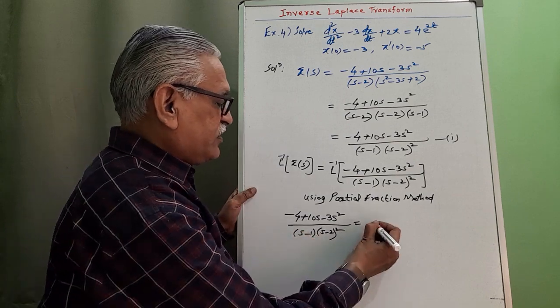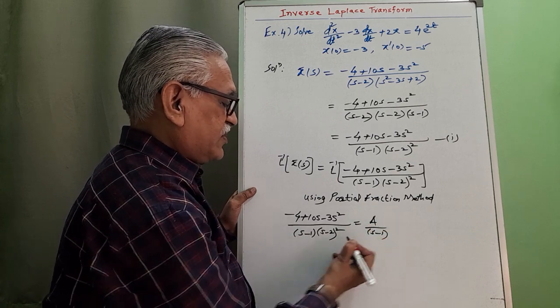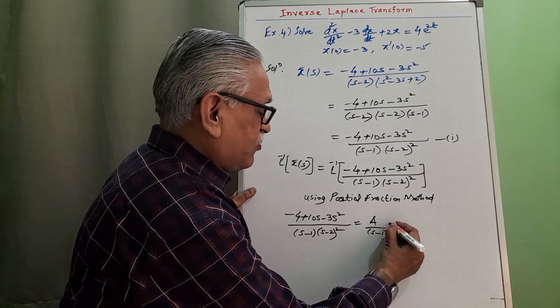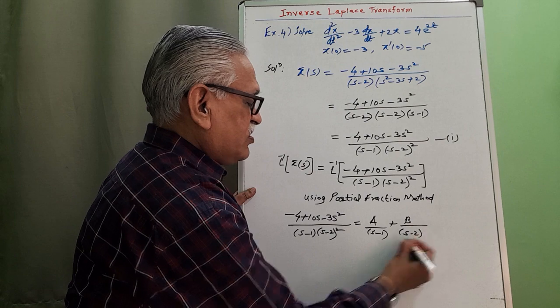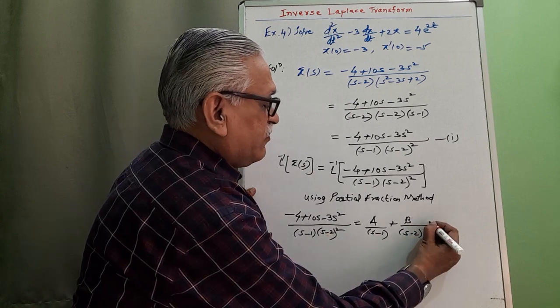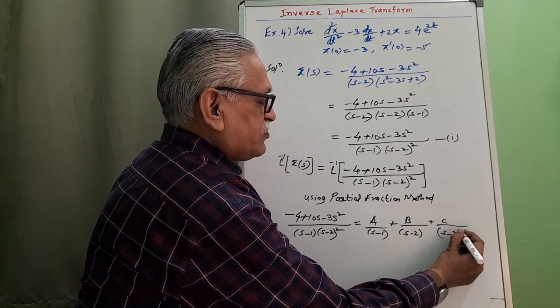Therefore, for this different, a upon first factor. For this repeated, it is b upon s minus 2. And as it is repeated, we increase the power by 1. Therefore, c upon s minus 2 whole square.